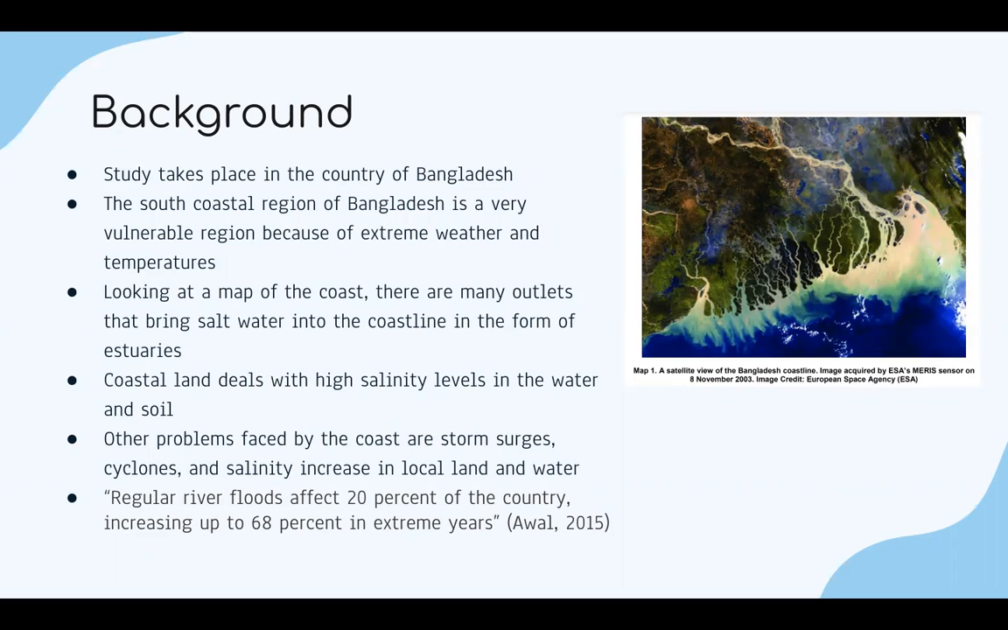Some problems faced by the coast are, as I stated before, storm surges, cyclones, and salinity level increases in the local land and water because of those factors. A quote from our paper says that regular river floods affect 20% of the country, increasing up to 68% in extreme years.